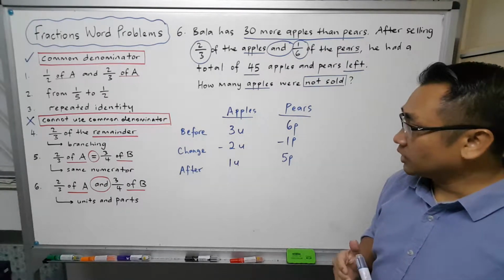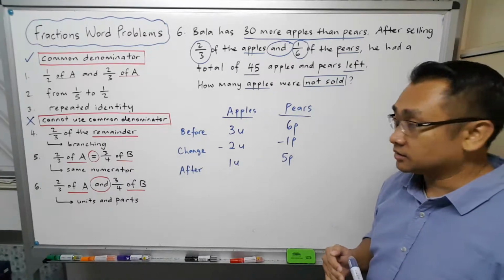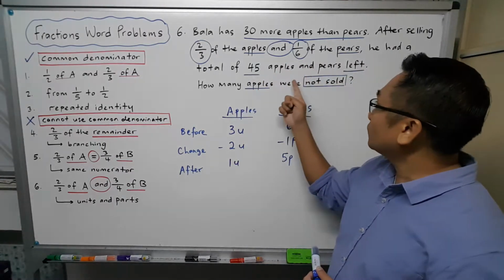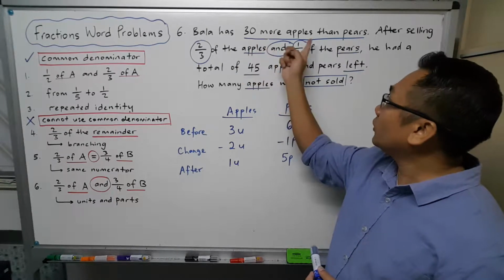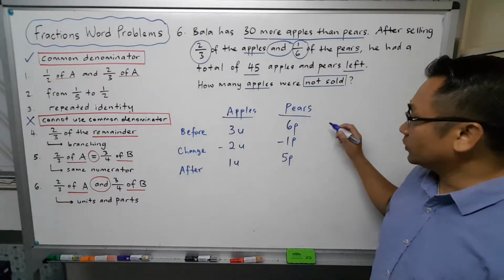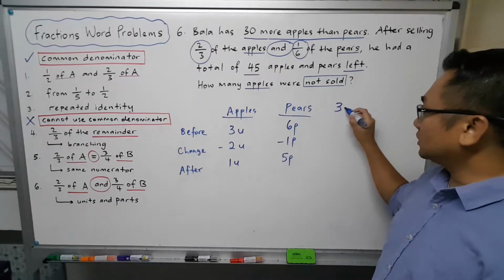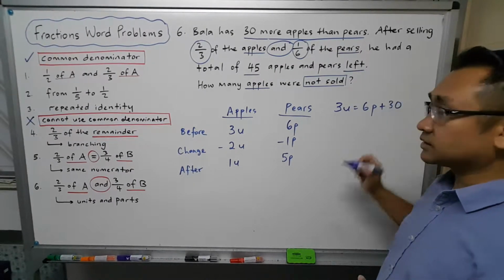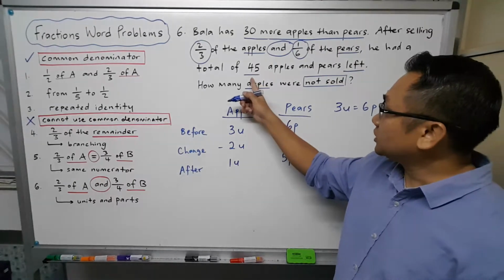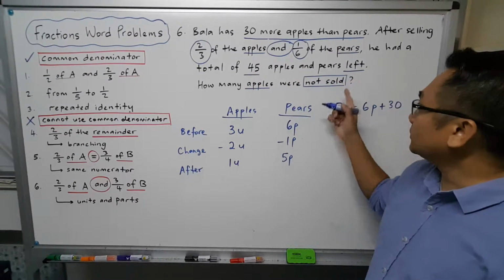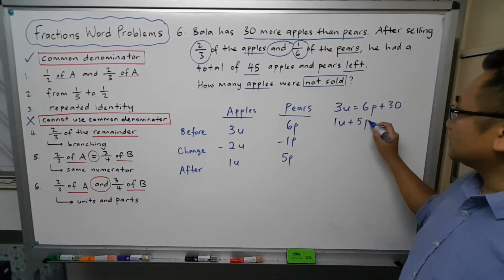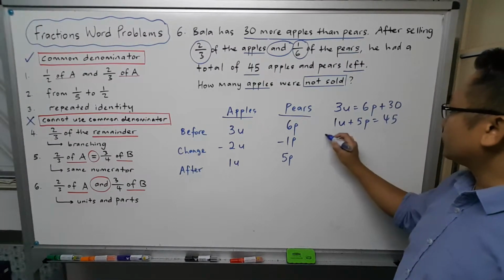Now we are ready to form the equations. For units and parts, we need 2 equations, right? First information, 30 more apples than pears. So 3 units equals 6 parts plus 30. Second information, total of 45 apples and pears left. That means 1 unit plus 5 parts equals 45.